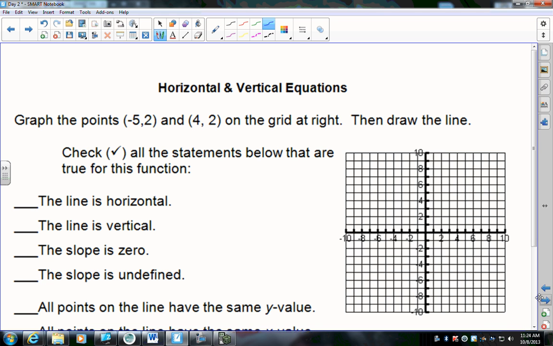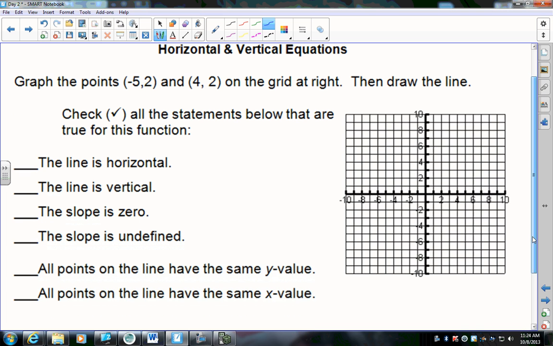Now, looking at the other side on your paper, it's the right-hand side. Looking at this, it says graph the points negative 5, 2, and 4, 2. So let's do this now. We're going to go to negative 5. Oh, I hate trying to read these. All right. Negative 5 and 2 and put a dot. And then 4, 2. I'm going to go over to 4 and up to 2. Then I want to draw a line to connect the dots.